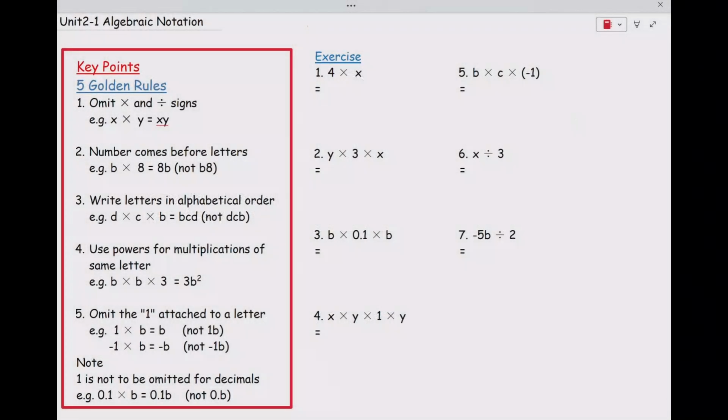Welcome to Painless Maths. Today's topic is the first video of Unit 2, Introduction to Algebra. First, we will start off by learning algebraic notation.